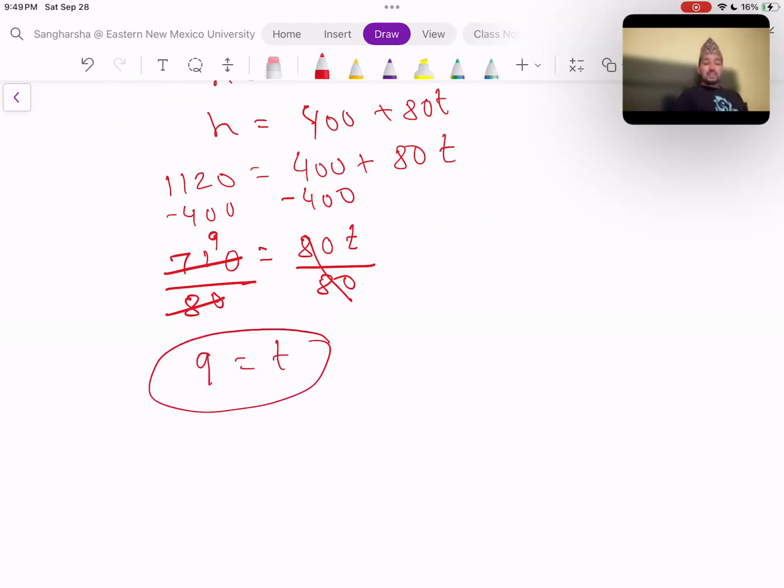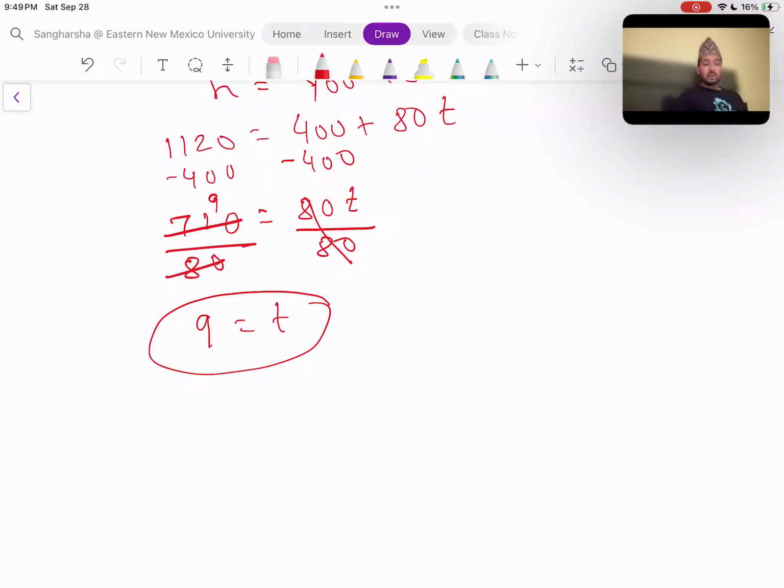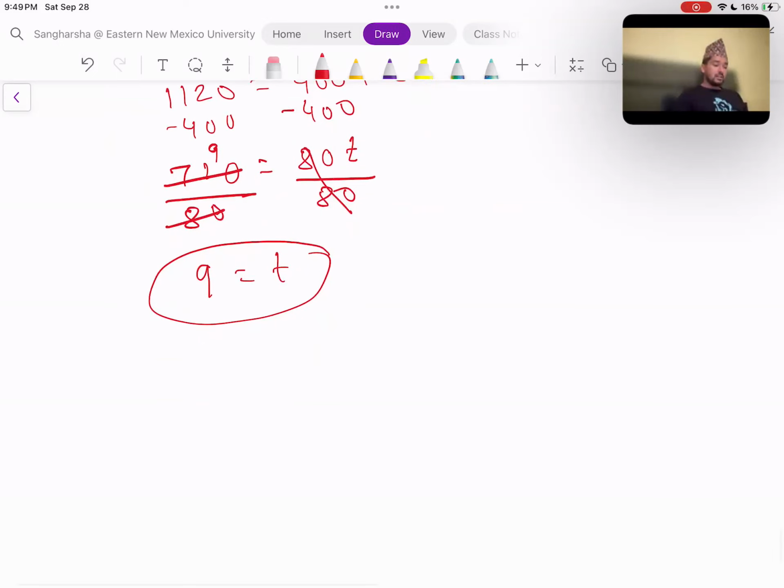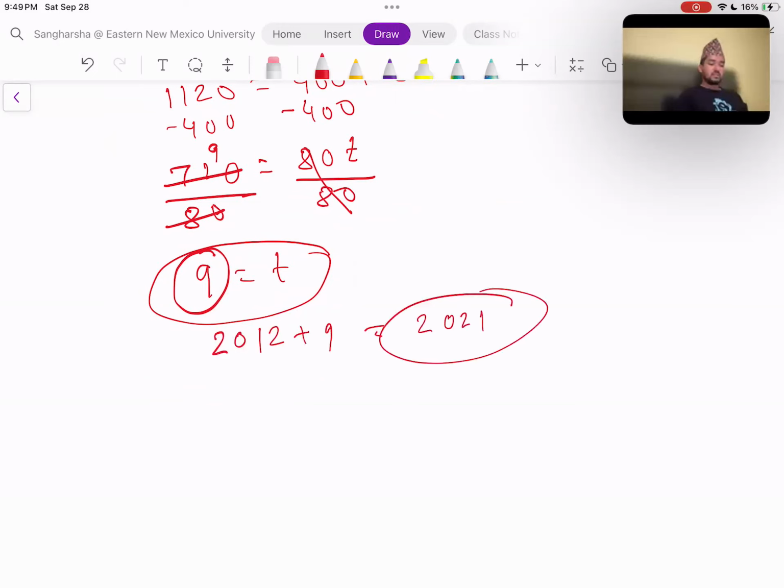Now, what does it mean by T equals 9? What year is this? So your T is 9, but you need to find when. When means you need to know what year. Now, for what year is our T 9? Would it be 2012 plus 9? That's right, 2012 plus 9, which is 2021. So this is our final answer. So in 2021, 1120 gift box pens will be sold. So it was solved.